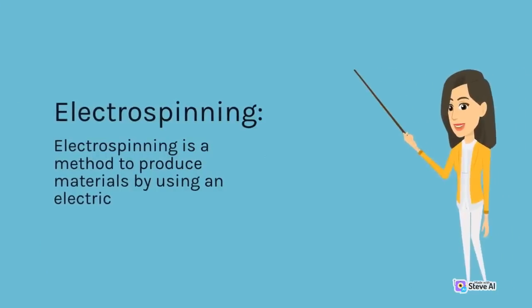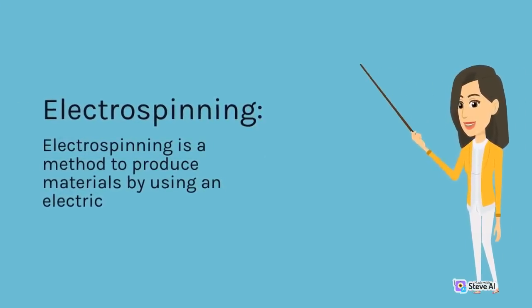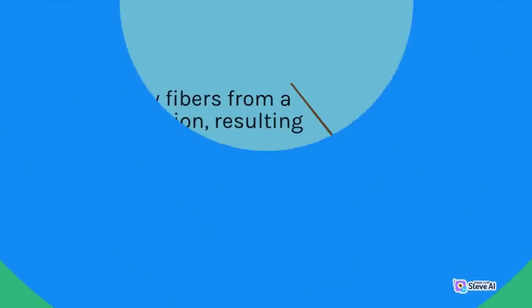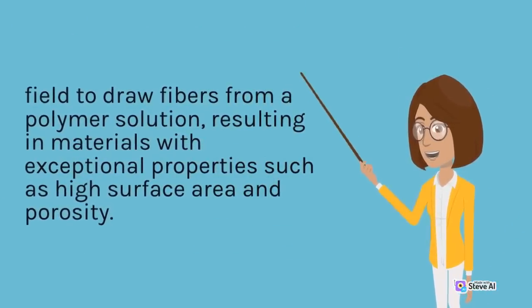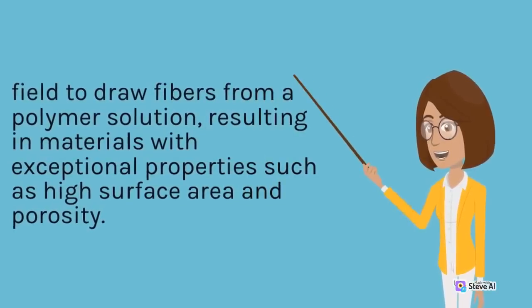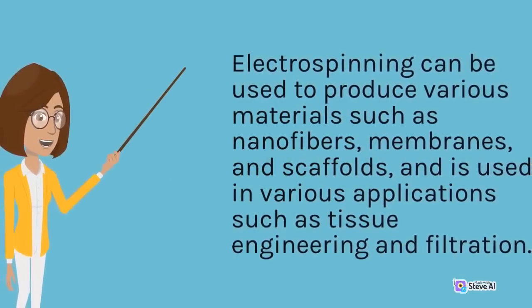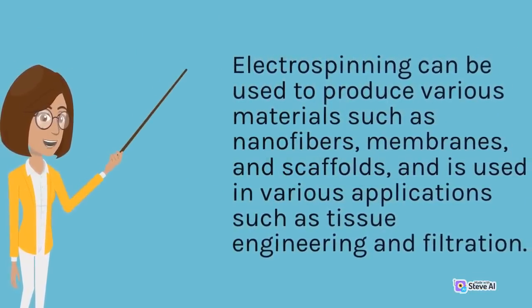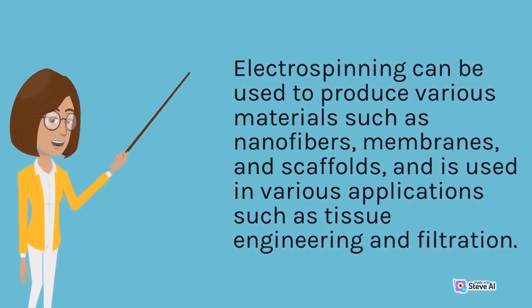Electrospinning. Electrospinning is a method to produce materials by using an electric field to draw fibers from a polymer solution, resulting in materials with exceptional properties such as high surface area and porosity. Electrospinning can be used to produce various materials such as nanofibers, membranes, and scaffolds, and is used in various applications such as tissue engineering and filtration.